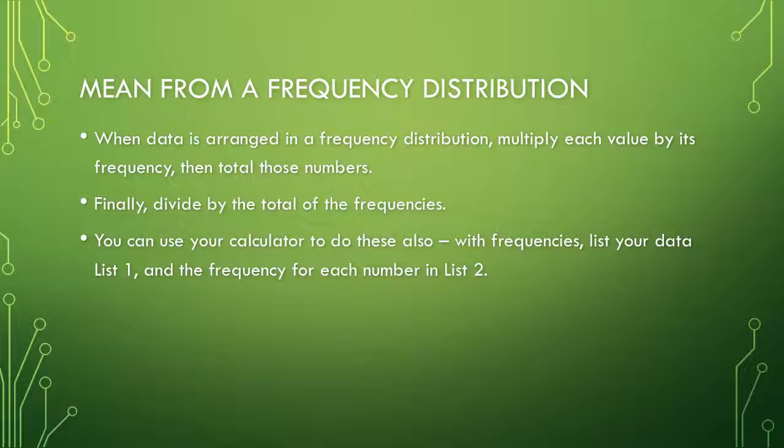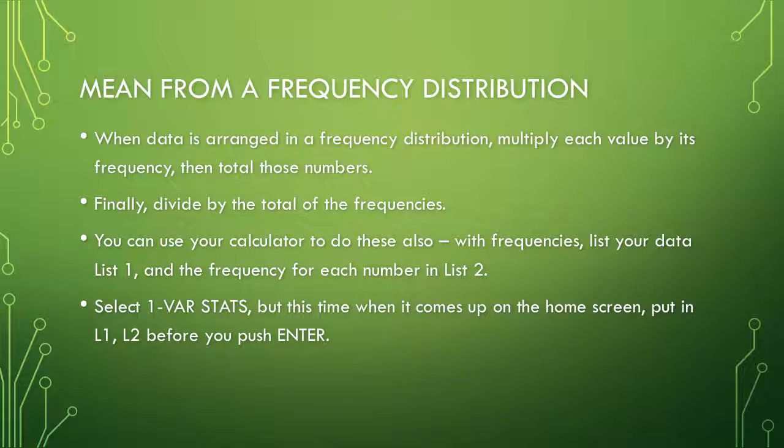On your calculator, you can do this too. What you're going to do is go to your lists again. You're going to hit Stat, then Edit. In list 1, you're going to list your data values, one each, and then the frequency for each number is going to go next to it in list 2. Now you're going to select the one variable stats again, but this time when it comes up on the home screen, you're going to put in L1 and L2 before you hit Enter.